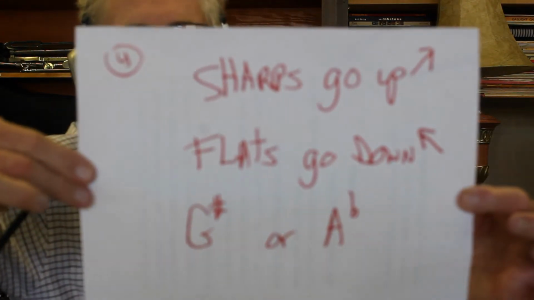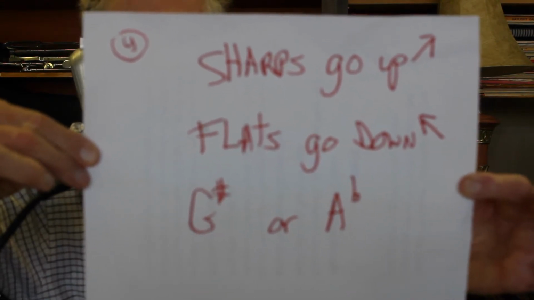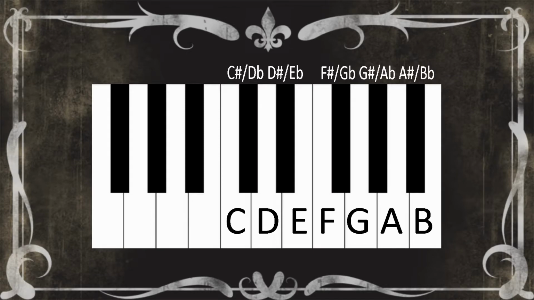Now you're going to repeat after me. Sharps go up, flats go down. Now let's begin with the previous slide. Everybody, repeat after me: all the black notes have 2 names. If you start on C, you go up to C sharp. If you start on D and you go down, it's D flat. The next black note, D sharp, E flat. Next black note, F sharp, G flat. Next black note, G sharp, A flat. And the last black note, A sharp, B flat.